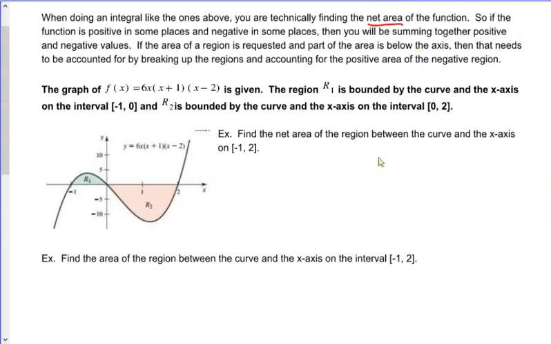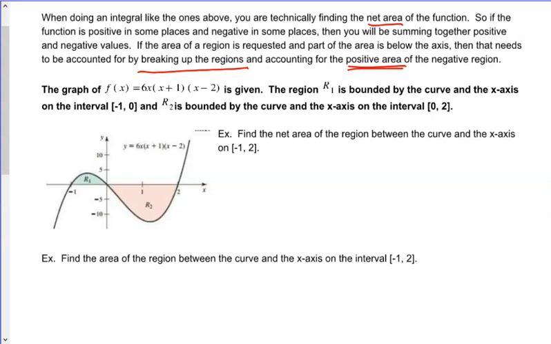Remember, we talked about that with the sine curve. So, if the function is positive in some places and negative in some places, then you will be summing together positive and negative values. If the area of the region is requested and part of the area is below the axis, then that needs to be accounted for by breaking up regions and accounting to get the positive area of a negative region. Hence, we have this example.